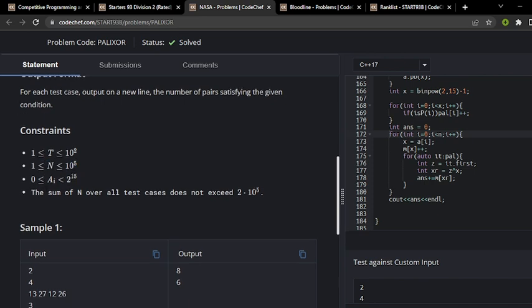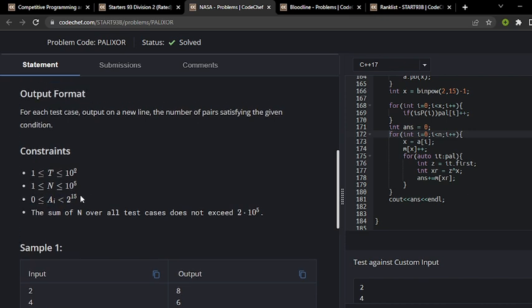So what you can do is find all the palindromic numbers which lie between 0 to 2 to the power 15, and you will get around 477 or 473 palindromic numbers in this range. Okay, so let's come to the whiteboard.